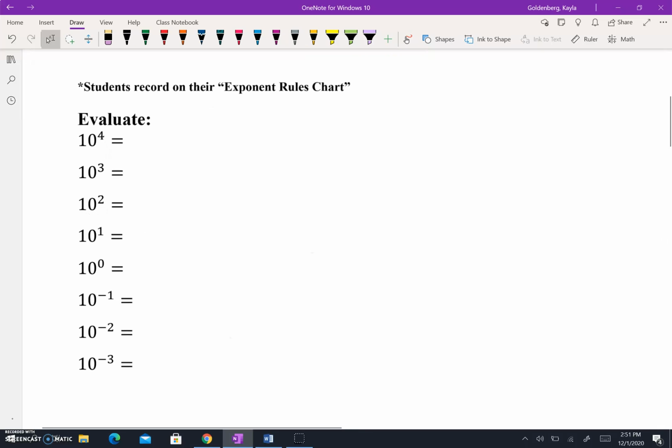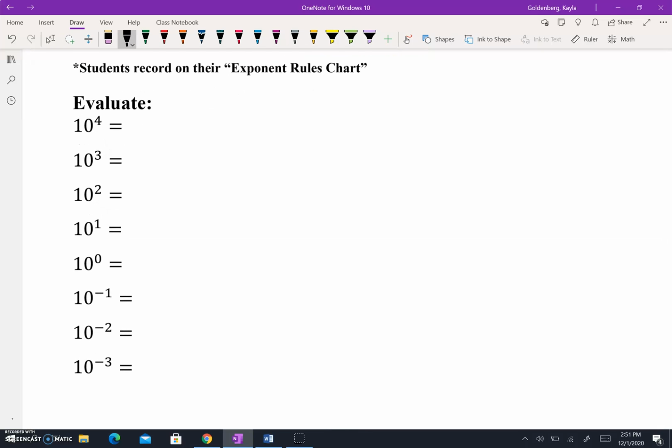So we're going to be looking for a pattern. Let's see. 10 to the fourth power. I know that's 10 times 10 times 10 times 10, right? The trick is it's a 1 with 1, 2, 3, 4 zeros, 10,000. 10 cubed is 1 with 3 zeros. 10 squared. 10 to the first.